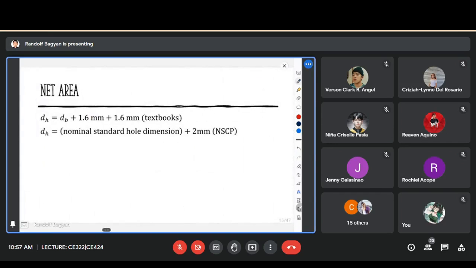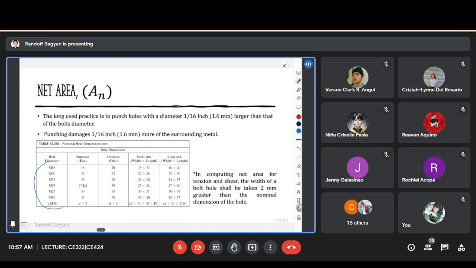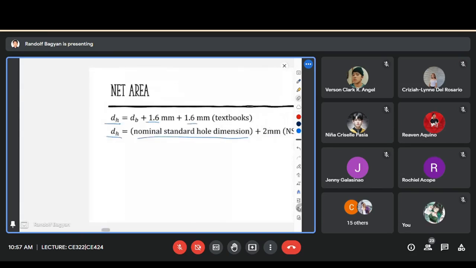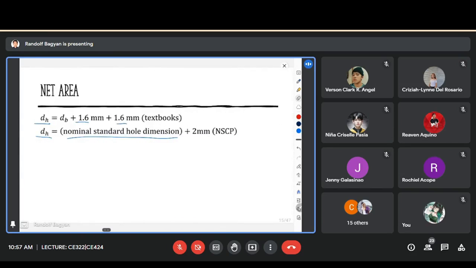Alright. So, yan. Sa textbook natin, that's the diameter of the bolt plus 1.6 plus 1.6. Okay. Diameter ng hole pala, tawag dito, DH, hole diameter. Okay? It would be taken as the nominal standard hole dimension, that is the diameter of bolt plus 2 or plus 3. Depende sa ating bolt diameter. Okay, plus 2 or plus 3, we follow the standard. Okay, plus 2 mm as required by the NSCP.